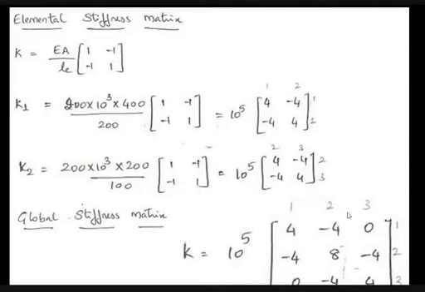2 cross 2, if you see, it is 4, and from the second element 4, so 4 plus 4 is 8. Then 3 cross 2, what is the value of 3 cross 2? Minus 4. So minus 4, minus 4. 3 cross 3, we observe 3 cross 3 is 4. So I have got 4. This is the global stiffness matrix.